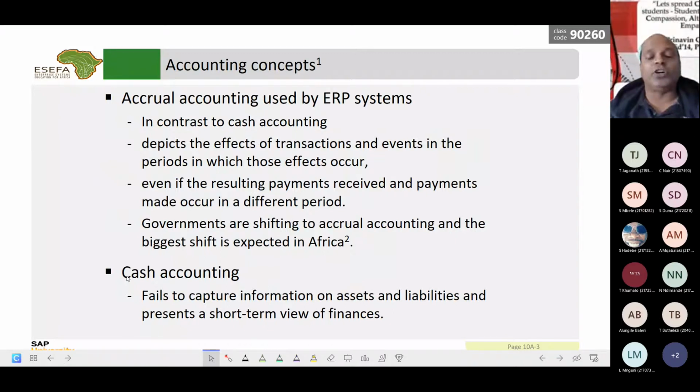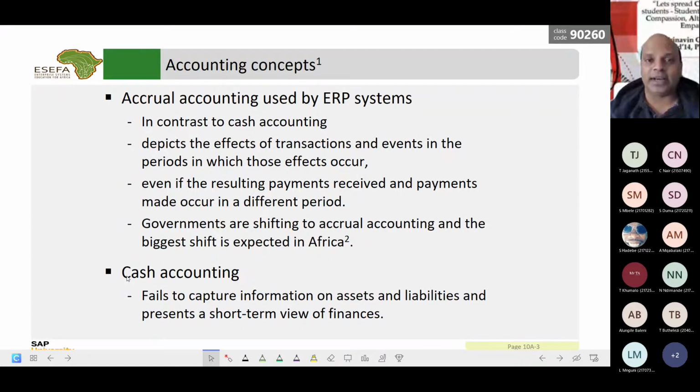So there's this concept of an accrual system. It's in contrast to cash accounting. It depicts the effects of transactions and events in the period in which those occur, even if the resulting payments received and payments made are in a different period. Governments are shifting to accrual accounting, and the biggest shift is expected in Africa.